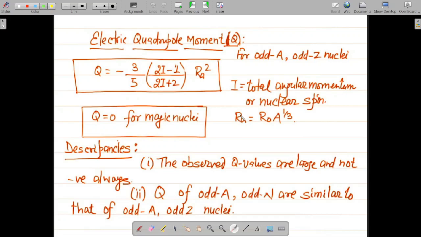Now this particular formula we had learnt in the third or fourth lecture, I suppose. So this is the thing.